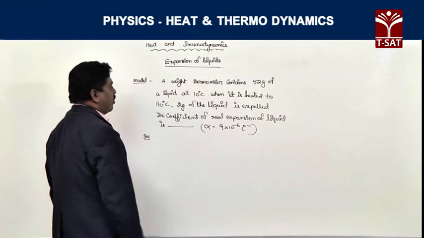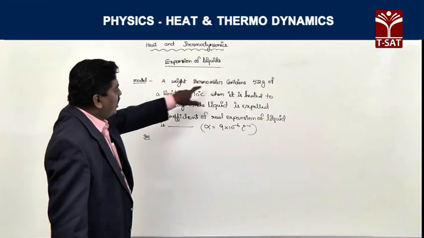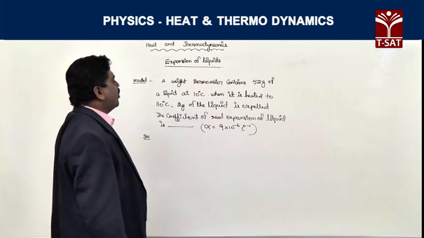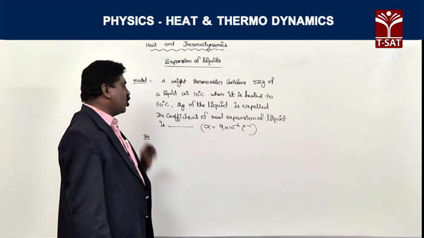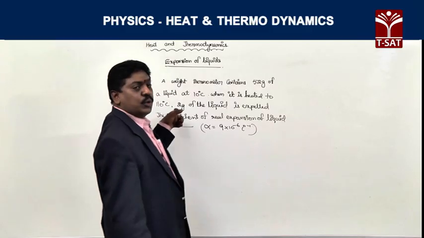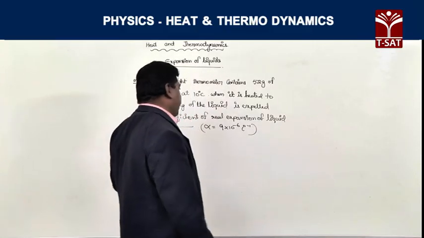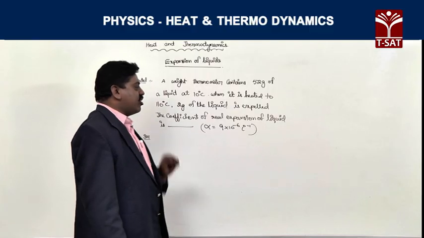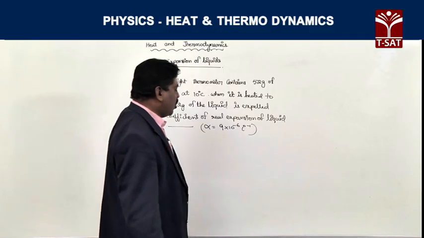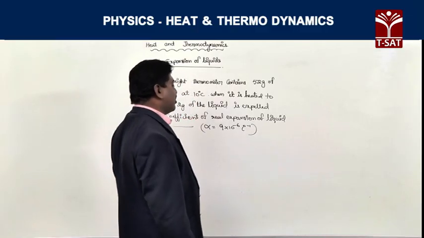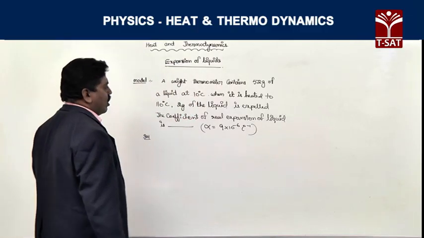Now let us try another model here. A weight thermometer contains 52 grams of a liquid at 10 degrees Celsius. When it is heated to 110 degrees Celsius, 2 grams of the liquid is expelled. The coefficient of real expansion of the liquid is given: alpha equals 9 into 10 to the power of minus 6 per degree Celsius.